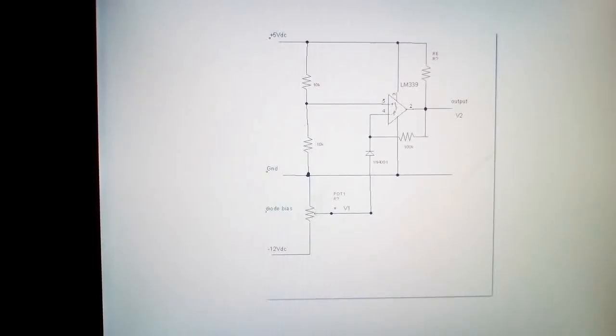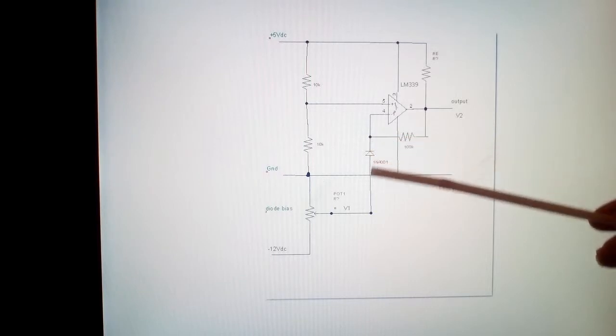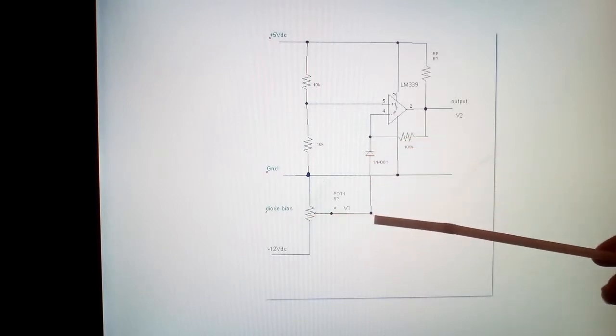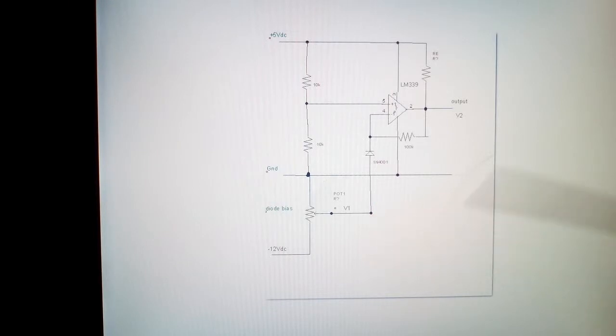This is the schematic of the sawtooth oscillator. LM339 comparator runs between 5 volts and ground, and a little RC network back from the output, this resistor and the diode used as a reverse bias junction capacitor. The pot varies the bias on the diode, varies the capacitance and then the frequency.